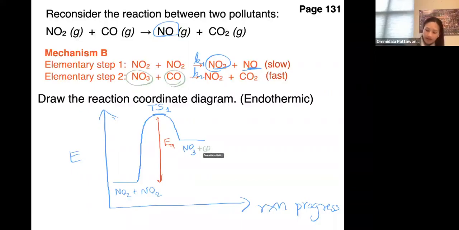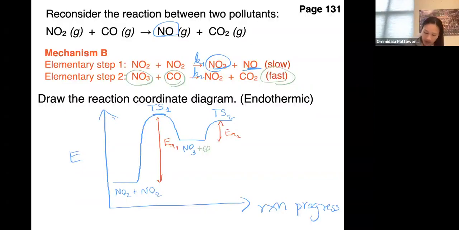Okay, so remember this step is fast. Therefore the activation barrier of this is going to be a lot less than the first step. So the EA of this is going to have to be smaller than the first step. So this is step 2, this is step 1. It's going to go to transition state 2, right? Transition state 2 involves the collision between NO3 and CO. And then after this would be the product, right?